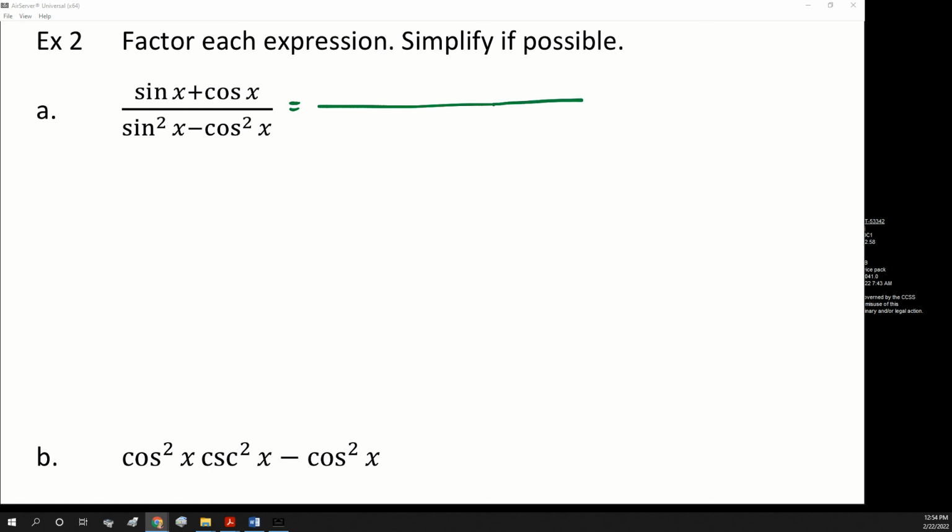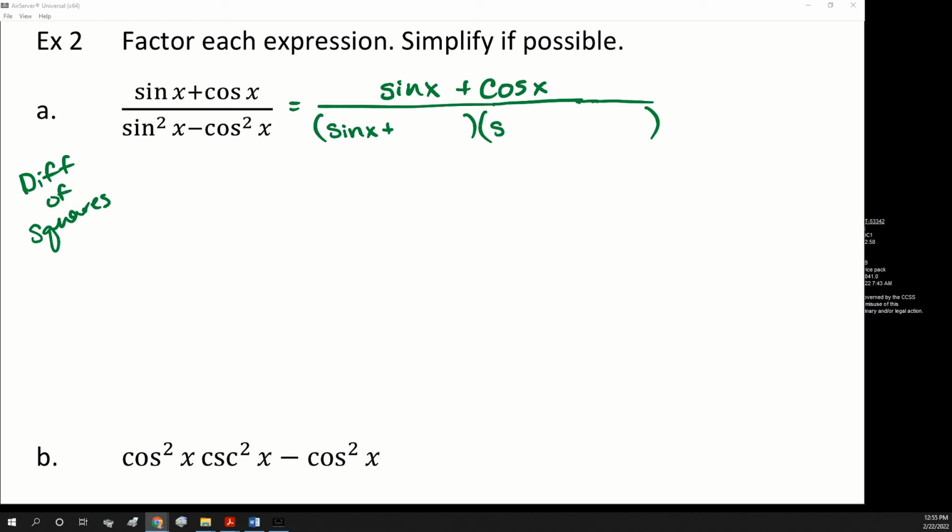Now, this numerator, sine of x plus cosine of x, that won't factor. Like, it'd be like having x plus y or x plus 2 and me telling you to factor it. So the numerator is not going to factor. But what about the denominator? Yeah, it's going to be difference of squares again. So we find each square root and put one with a plus and one with a minus.